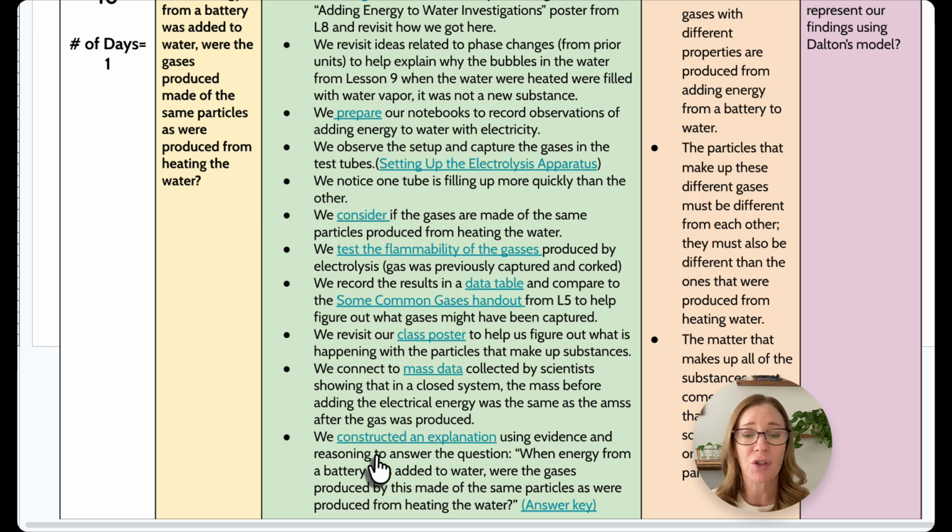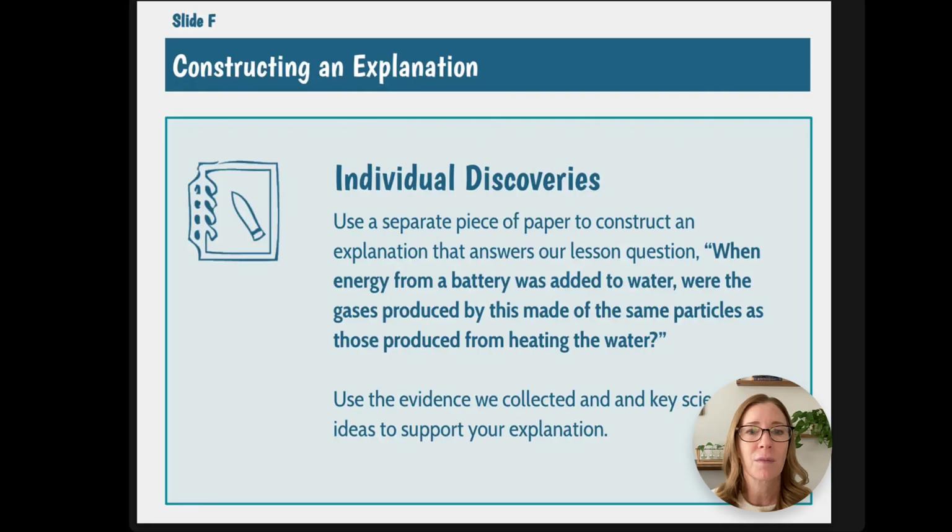Okay, so now we're going to construct an explanation using evidence and reasoning again. So you can do a CER, or you can do the paragraph format. Remember, they practiced that in lesson 9. Wherever you're at with that, they're going to do a constructed explanation. Here is the slide to help you. And they're going to answer the question, when energy from a battery was added to water, were the gases produced by this made of the same particles as those produced from heating the water? And so they're going to need to make a claim if it was the same or different.